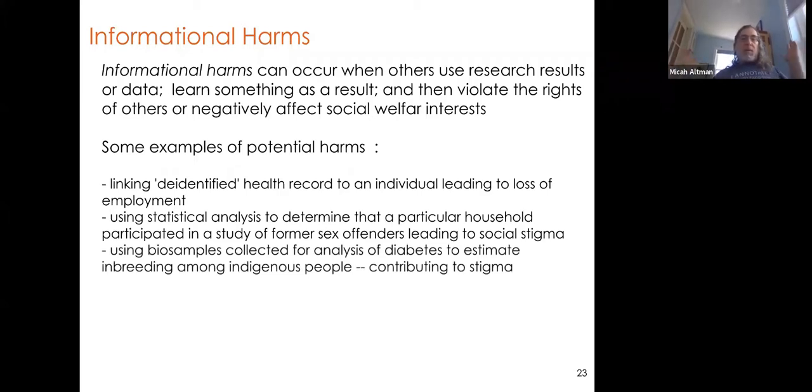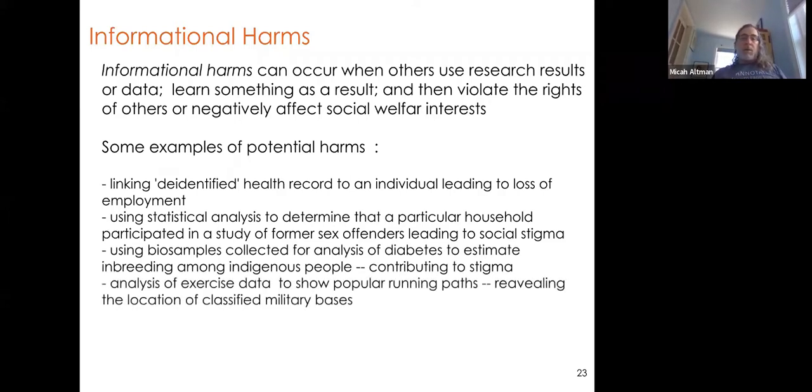Another is you use biosamples collected for analysis of diabetes. And then you extend that to estimate inbreeding among indigenous people, and that contributed to stereotyping, or was alleged to contribute to stereotyping and stigma. We're farther away from anonymization here. This could have happened if you had completely de-identified the data. So anonymization would not be a protection against this, though we might agree that it's an informational harm.